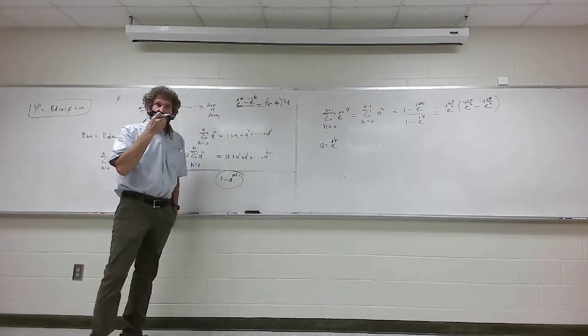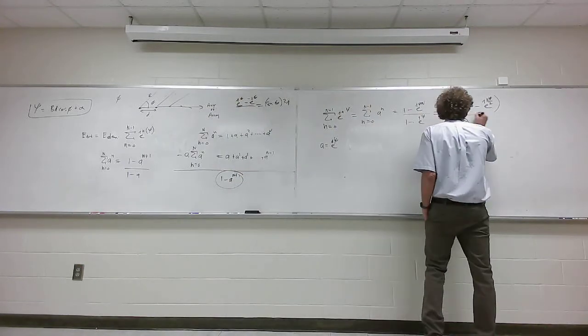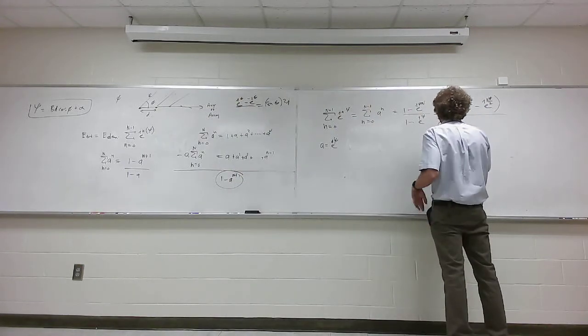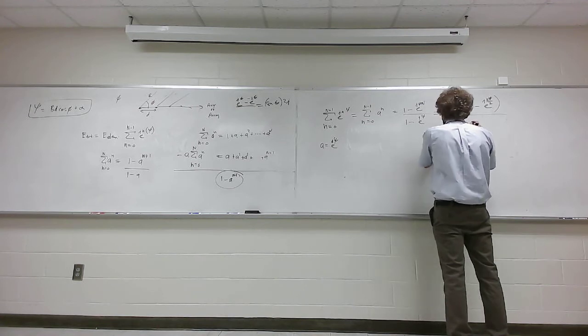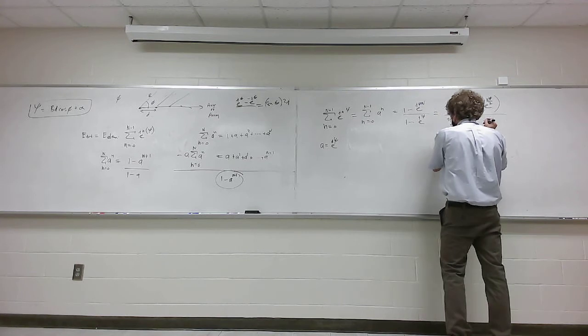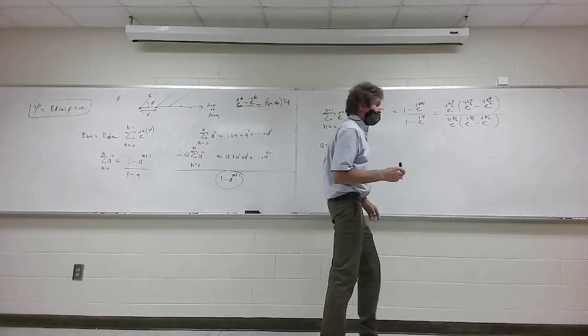Y'all see it? All right, so coming back here, that's the top part. The bottom part here, I factor out e to the plus j psi over 2. And I get e to the minus j psi over 2 minus e to the plus j psi over 2. Agreed?